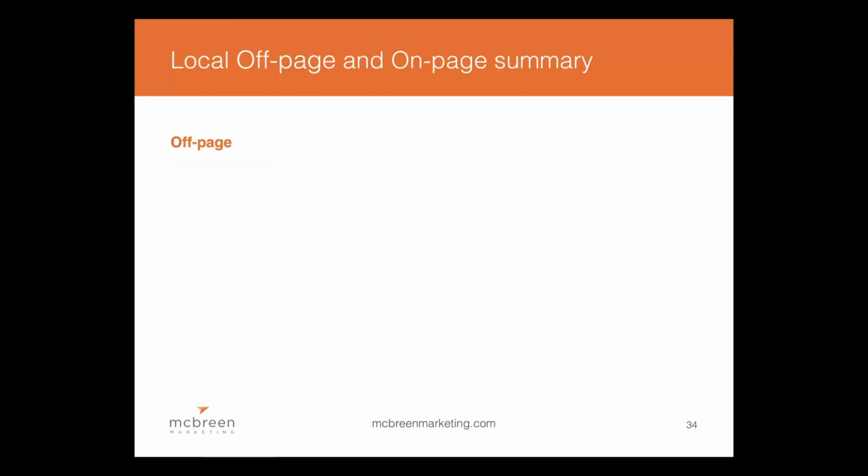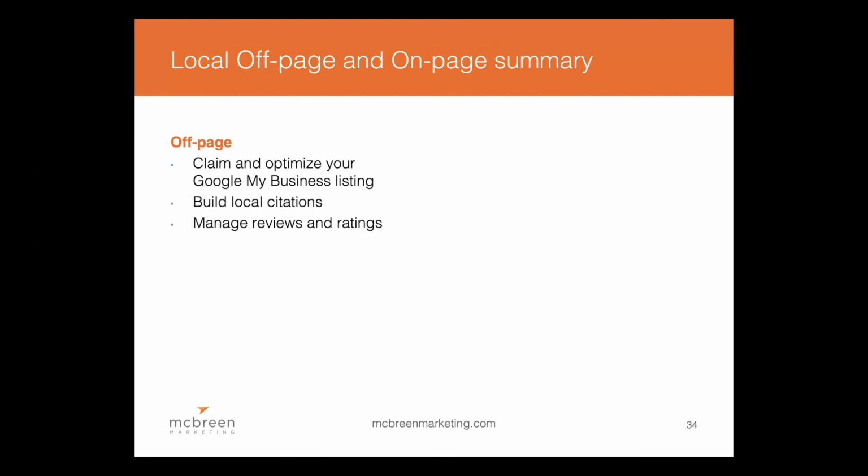So let's go through the summary of each one of these. So for off-page, claim and optimize your Google My Business listing, build those citations, manage your reviews and ratings, and review all three often. What I like to do is if you open Google My Business, there is something in there called insights, which you can go in and you can see how many people are visiting, what terms they're using to find you on Google My Business. Real simple things like that. So at a basic level, just go in and just look at the data that's available to you.